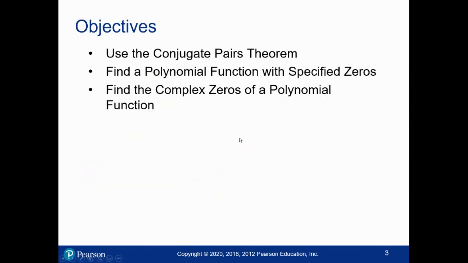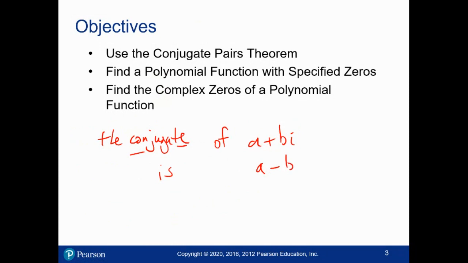We're going to need to know what the term conjugate pair is. So the conjugate of a plus bi is a minus bi, and vice versa. The conjugate of a minus bi is a plus bi. Why is this kind of interesting?